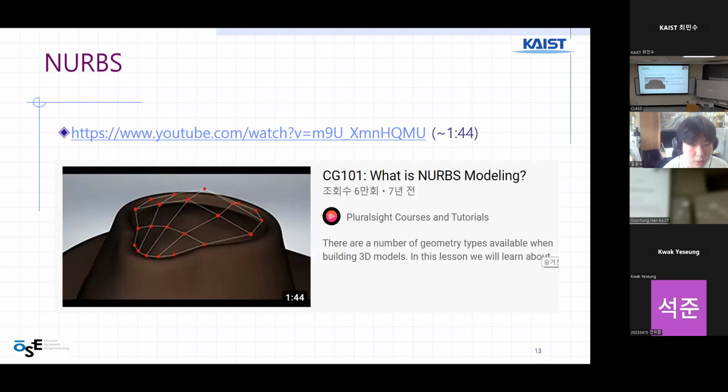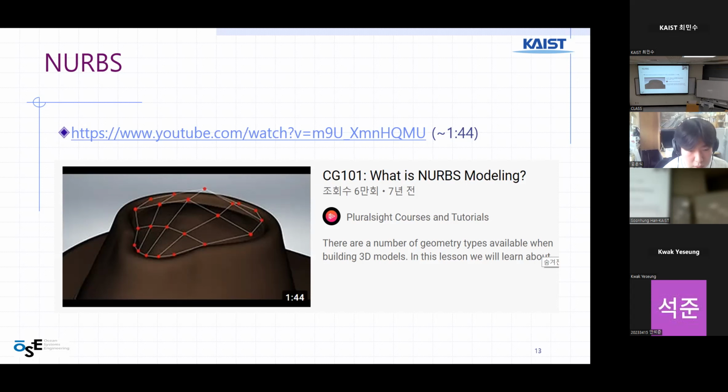NURBS, which stands for Non-Uniform Rational B-Spline, is a mathematical representation used in advanced graphics for creating precise and flexible curves and surfaces. NURBS is an extension of B-spline curves and surfaces, offering additional control and flexibility.